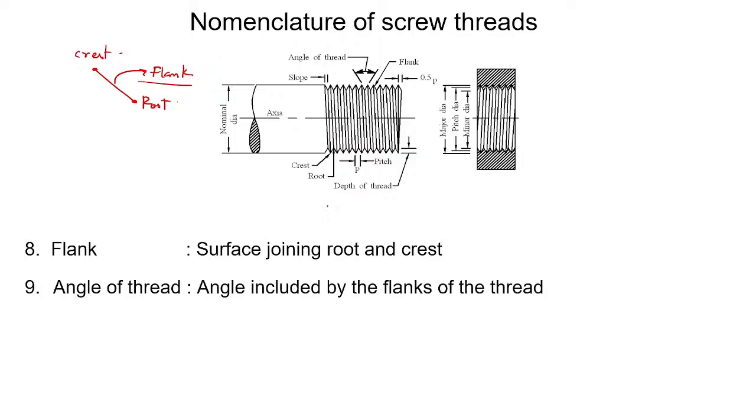Angle of thread is the angle subtended between the flanks of the thread. So these two are the threads, and these two are the flanks of the thread. Let's say this is one flank and this is the other flank. This is called the angle of thread. It is marked over here, where this is the line where it extends and this is another line where it is extended.